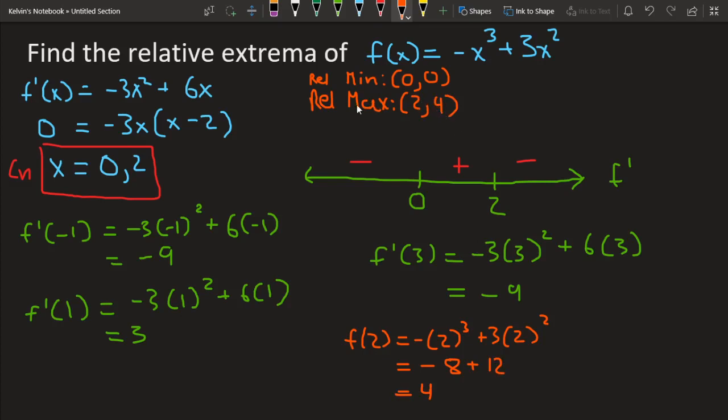So from this, we learned that there's a relative minimum at the origin, which is (0, 0), and a relative maximum at (2, 4). Take a moment or two to copy this down in your notes, and when you're done, unpause the video, and we'll move right on to the next example problem.